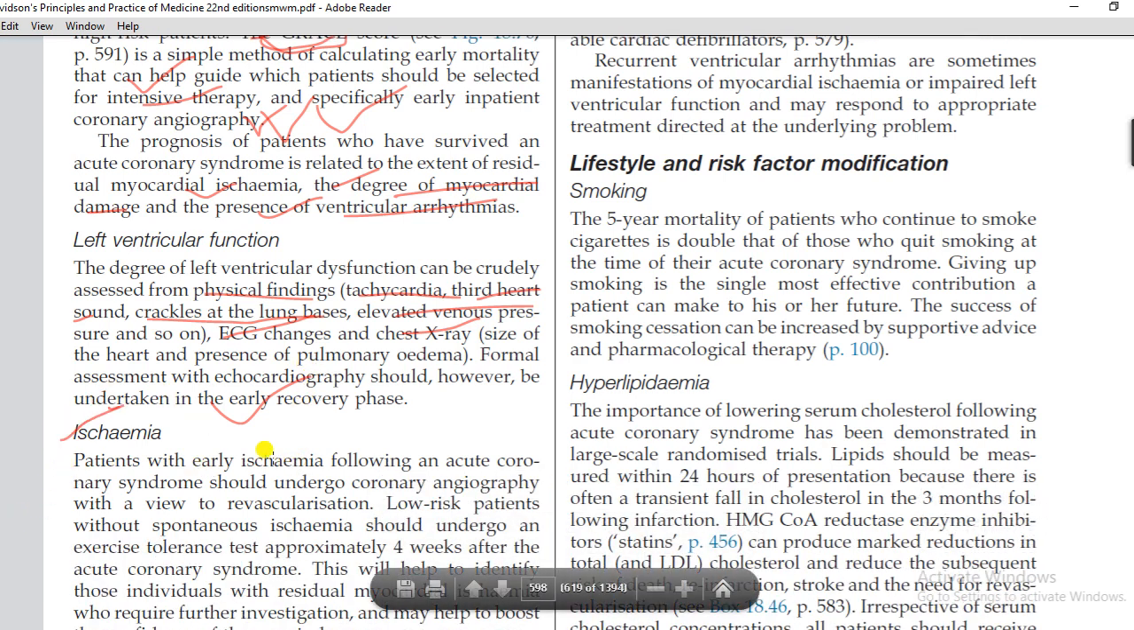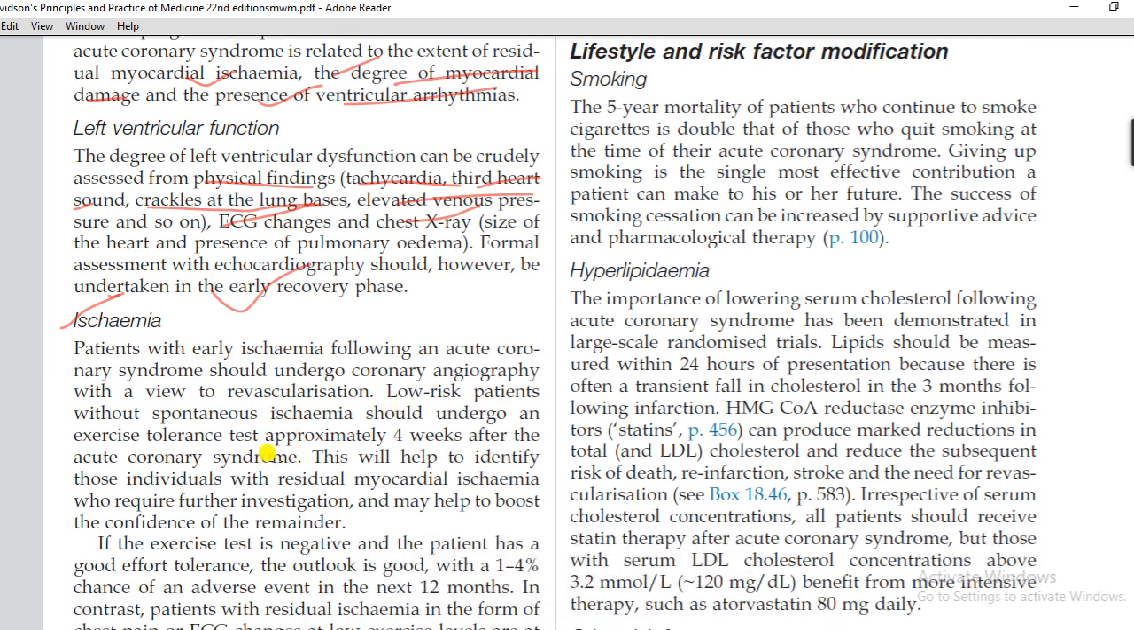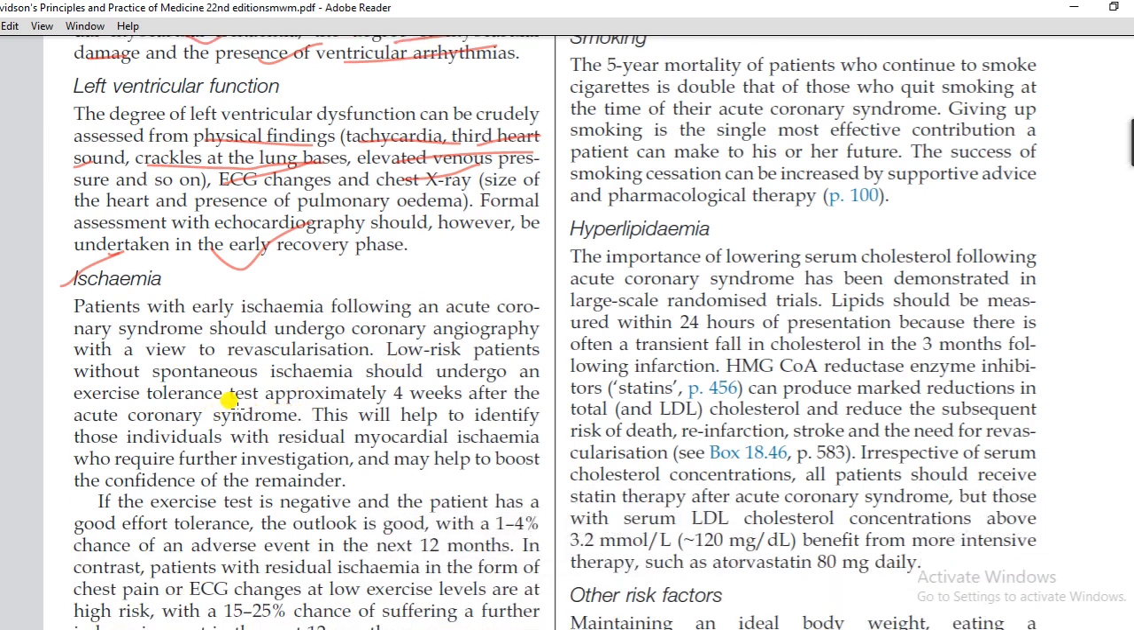Ischemia. Patients with early ischemia following an acute coronary syndrome should undergo coronary angiography with a view to revascularization. Low risk patients without spontaneous ischemia should undergo an exercise tolerance test, ETT or exercise ECG, approximately 4 weeks after the acute coronary syndrome.